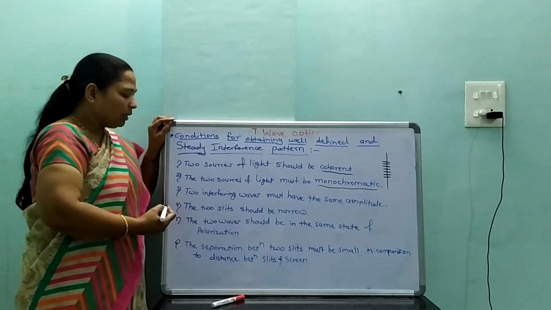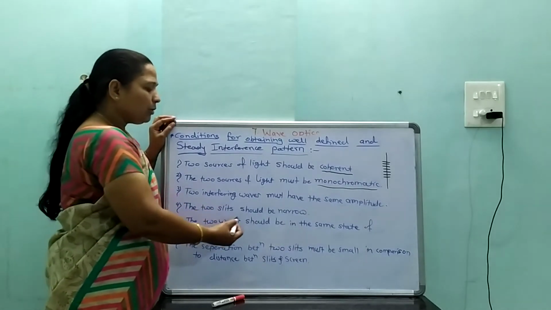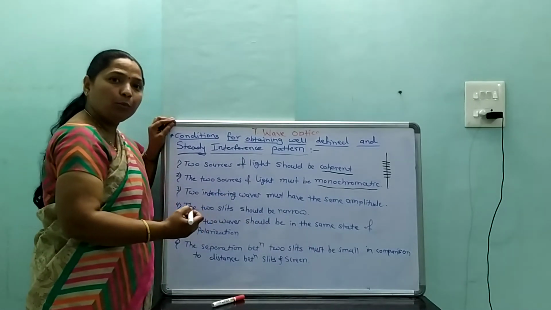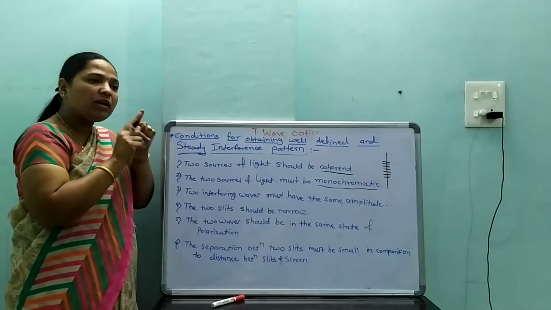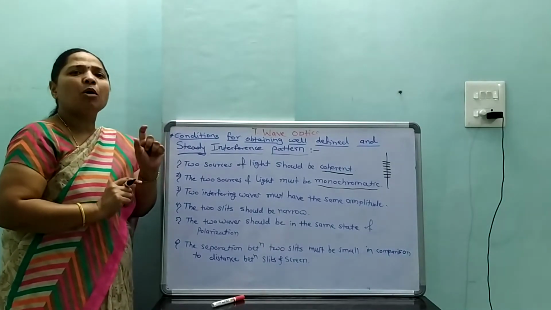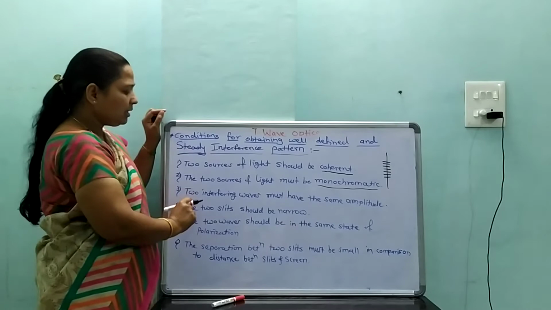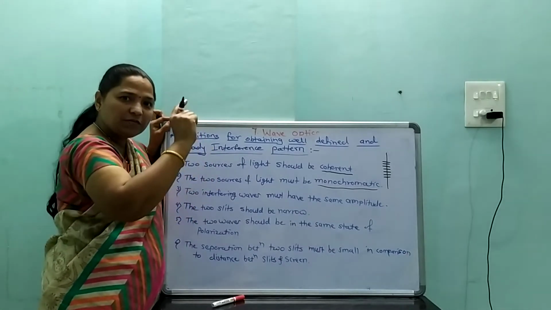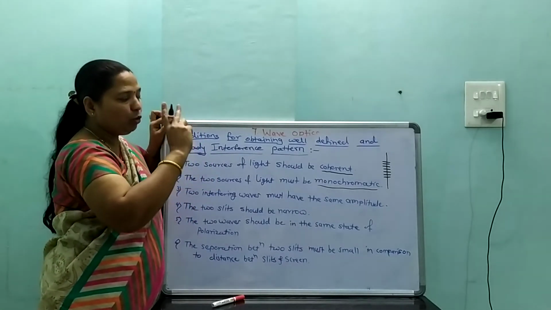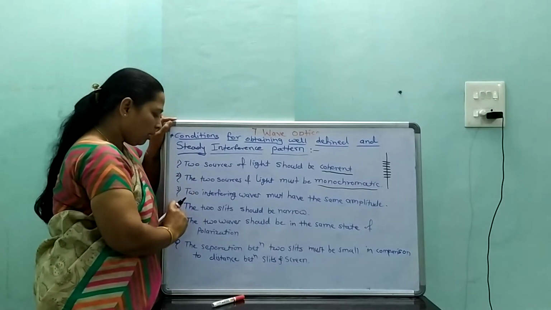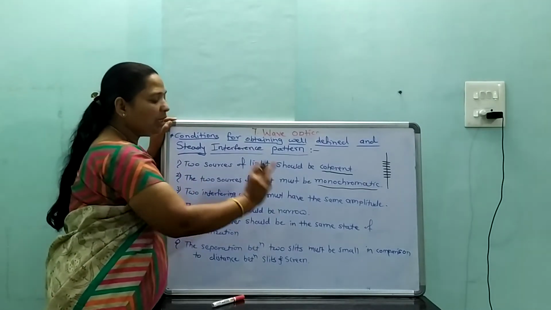Next, the fourth condition is the two slits should be narrow. The distance between S1 and S2 is very small. The distance between the two virtual sources is very small, which means the two slits should be narrow.